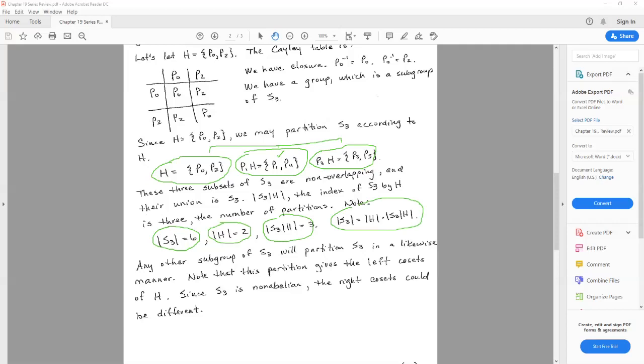Any other subgroup of S3 will also partition S3 in a similar manner. And note that this partition does give left cosets of H. And since S3 is non-abelian, the right cosets could be different. You would need to check that.